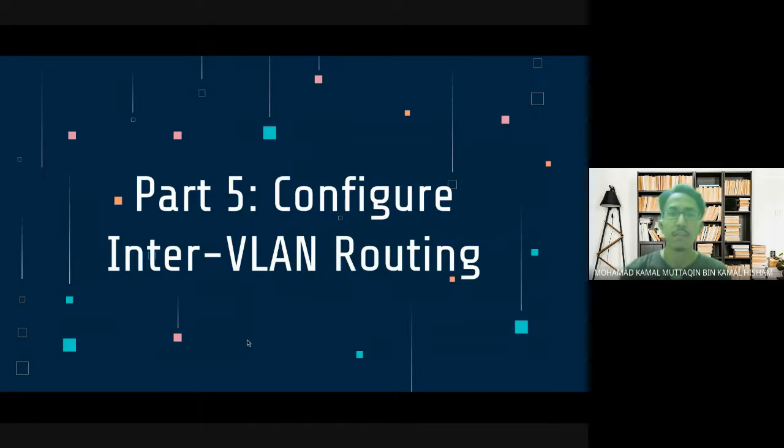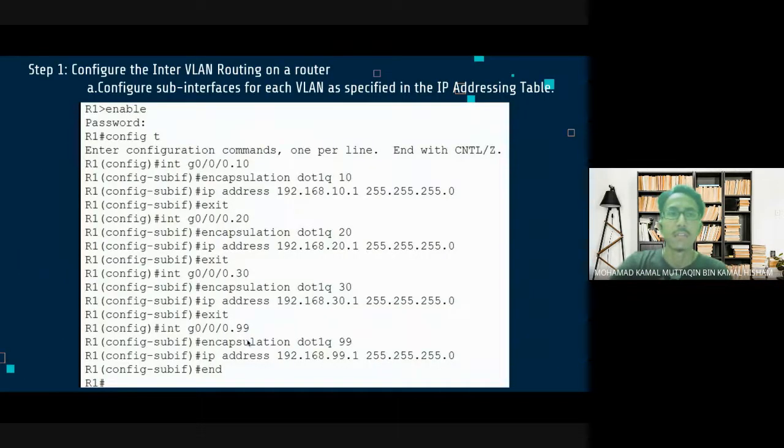Step 5, configure inter-VLAN routing. For step 1, configure inter-VLAN routing on the router. Configure sub-interfaces for each VLAN as specified in the IP addressing table. So I go to enable mode, R1, configure terminal, and interface G0/0/0. I enter all of the sub-interfaces based on the IP addressing table. G0/0/0.10, encapsulation dot1Q 10, and IP address 192.168.10.1, 255.255.255.0.